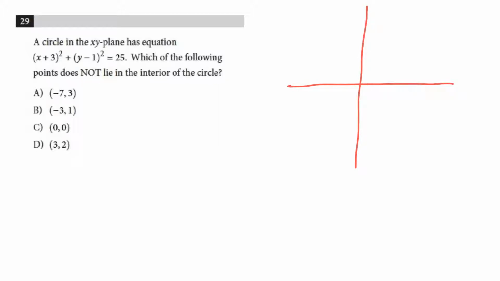We know that the circle has the equation (x minus h) squared plus (y minus k) squared equals r squared. So the center of this circle is going to be at negative 3, positive 1. That's the center. And we know the radius is going to be the square root of 25, so it's 5. So I'm just going to put some other points on here. That's negative 1, 2, 3. We're going to go to the right 2.